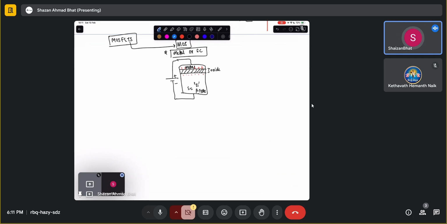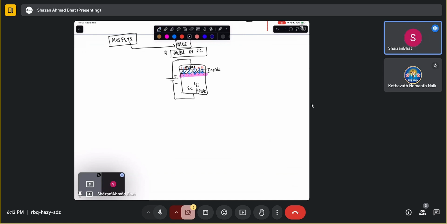So there will be electric field lines in this direction, and that is going to control this particular channel, which is basically beneath this oxide layer. That is the simple MOS capacitor. It is just used to test the devices and compute their capacitances. Current doesn't flow in this device because there is no source and drain region. So this is the simple MOS capacitor.